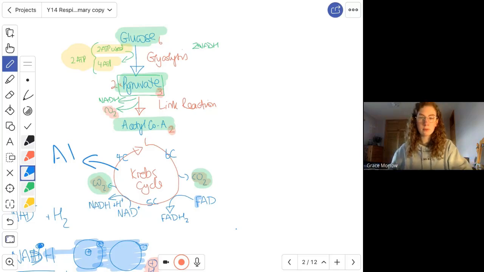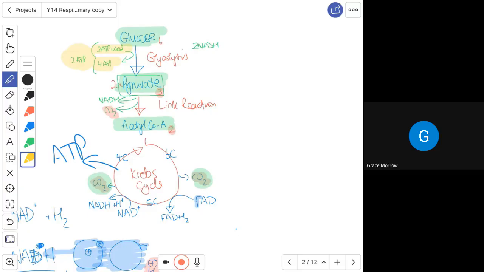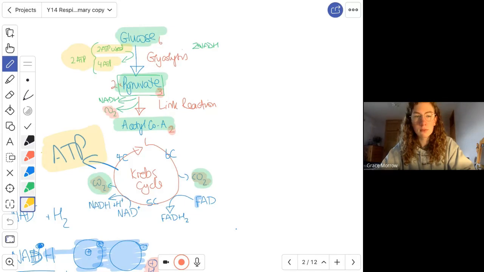So what do we have to remember about this? If we start off with 1 molecule of glucose, it splits into 2 pyruvates, and therefore we get 2 of everything in the link reaction and 2 Krebs cycles then going on. So in terms of ATP, for every molecule of glucose, we're going to have 2 Krebs cycles. So we would have a grand total of 2 ATP being made there.